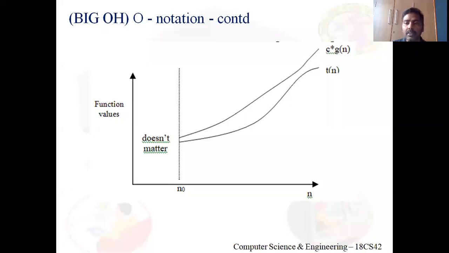So I mean to say T of n's growth rate should be less than or equal to the growth rate of G of n. So just observe in the graph, the curve for T of n lies below the G of n, and I have shown it with dotted lines. Before that point, I am not going to consider. I need to identify that C and n naught. After n naught, the condition T of n should be less than or equal to C into G of n.